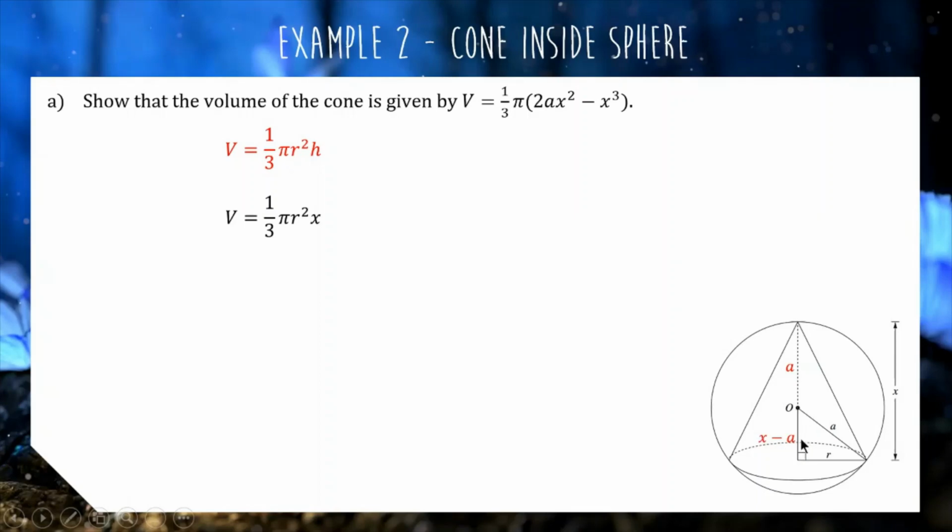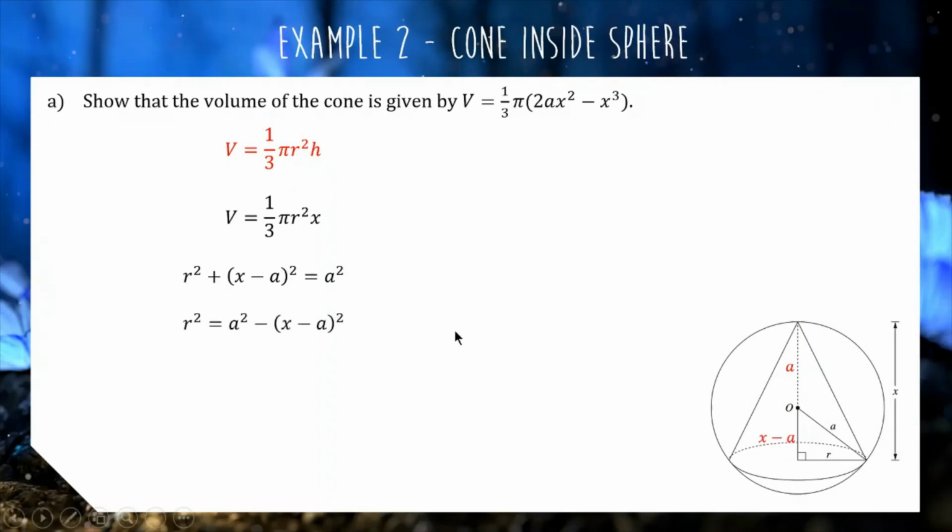Now, seeing as we have a right angled triangle here and we're trying to find r squared, Pythagoras is going to be a good instinct here. So we'll write our Pythagorean equation for this right angled triangle. We have r squared plus (x minus a) squared equals a squared. We're trying to find r squared, so we'll take that (x minus a) squared across to the other side.